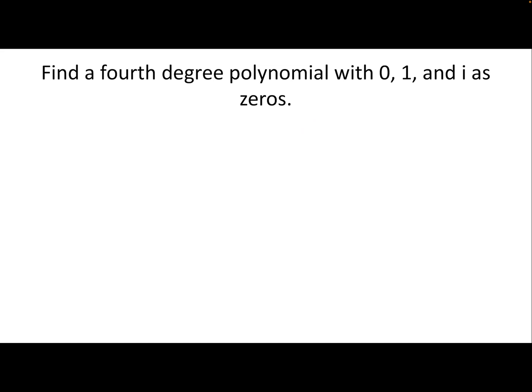So if we ask you to write a 4th degree polynomial with 0, 1, and i as its zeros, 0 is one of our factors, x minus 0, or just plain old x. 1 is one of our factors, x minus 1. And then if we want to have i as one of our zeros, so x minus i is one of our factors, then that means that negative i also has to be a 0, and so x plus i will be our other factor.